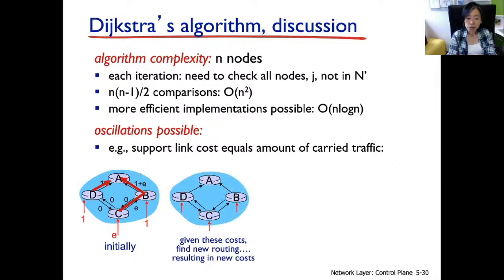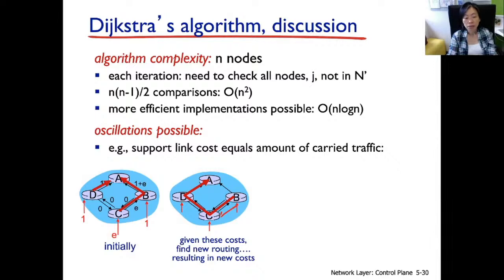So after the route computation completes, you see B, C, D all change to send traffic clockwise. And then we need to update the link cost again, right? Given the previous cost, we come up with the new routes, and we will then update the link cost, and we come to the new cost again. What is the new cost now?